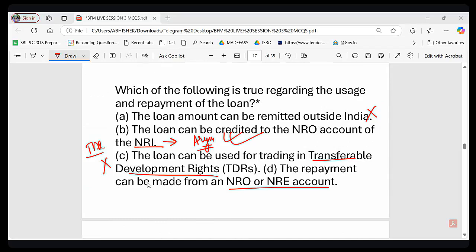Yes, exactly. That's correct. The repayment can be made from inward remittance or from the NRO, NRE, FCNR account. So option D is correct. Option D is correct. Right.